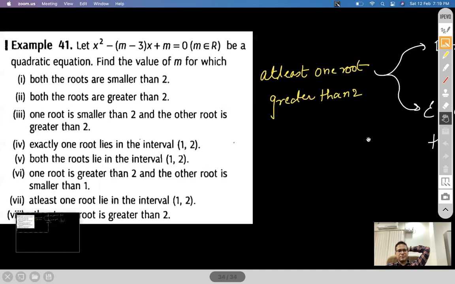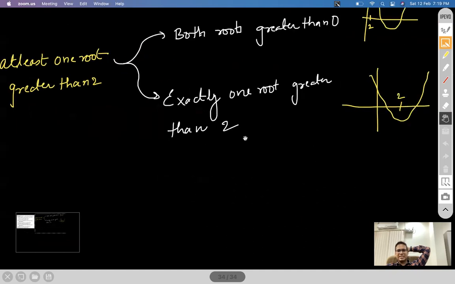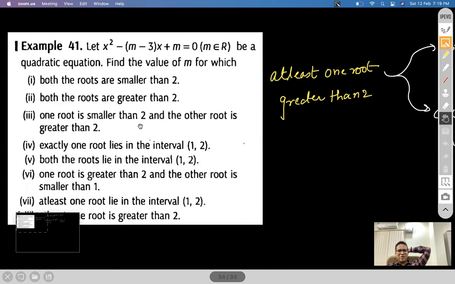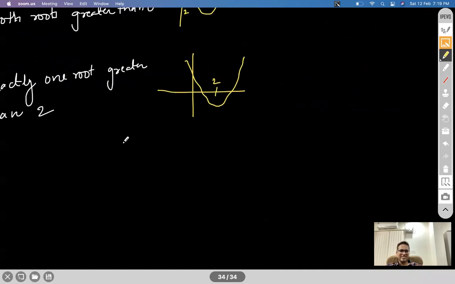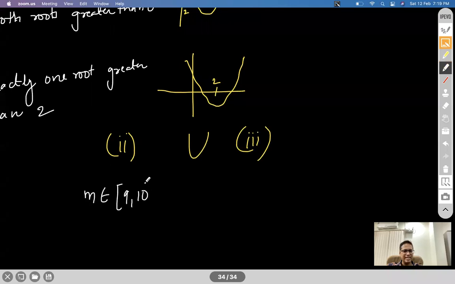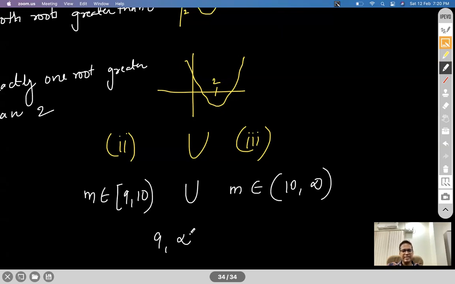So basically it's a union of third and second, isn't it? Third is one root smaller than 2, other is greater than 2. That's where 2 will come in between. And second is both roots are greater than 2. So it's a union of second and third. So what was the second condition? Yeah, second condition was M should be between 9 to 10, right? If I'm not mistaken, check it out. And the third condition was M should be from 10 to infinity. So the union will be nothing but 9 to infinity, excluding 10. So this will be your answer to the question.